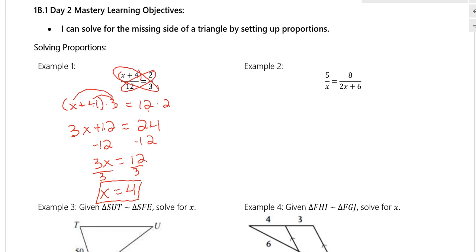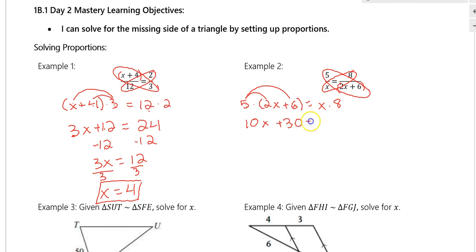Same thing with example 2. I have to put parentheses around it. So I have 5 times, in parentheses, 2x plus 6 equals x times 8. Since there's parentheses, I'm distributing. 5 times 2x is 10x. 5 times 6 is 30. X times 8 is 8x.